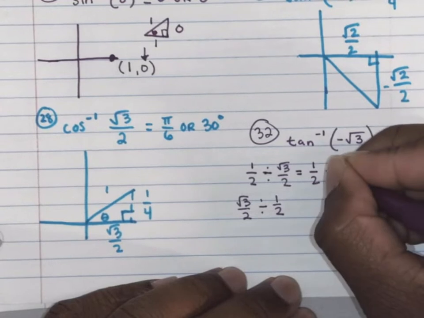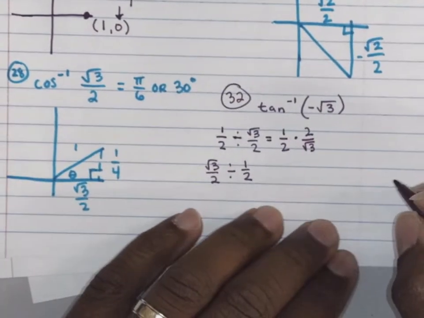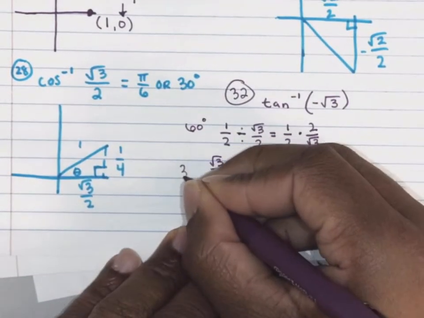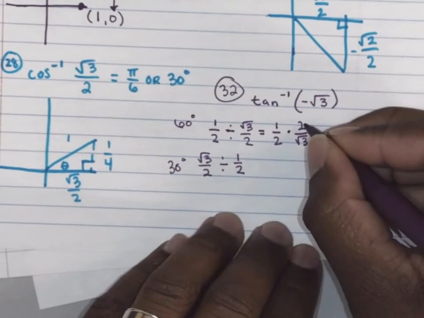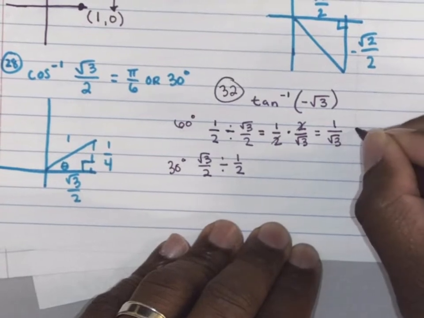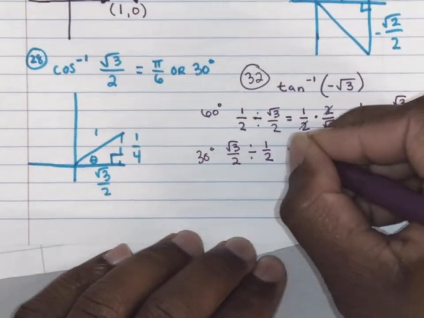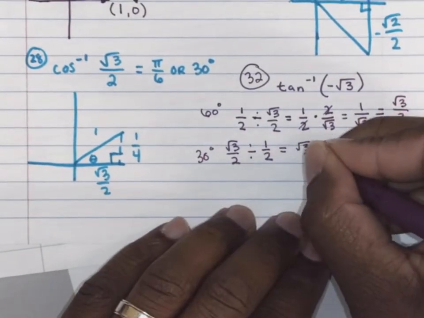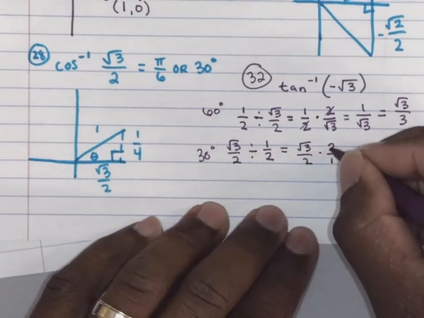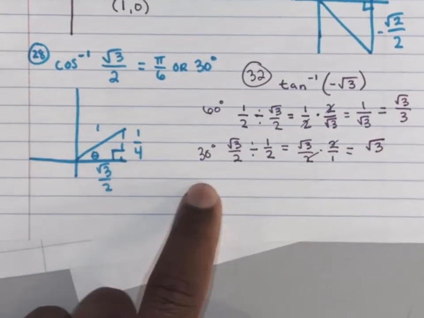So I get 1 over 2 times 2 over root 3. And this is the 60. This is the 30. So the 2's would cancel. I get 1 over root 3. And after I rationalize it, I get root 3 over 3. Here I get root 3 over 2 times the reciprocal. The 2's would cancel, and for this one I would get the square root of 3.